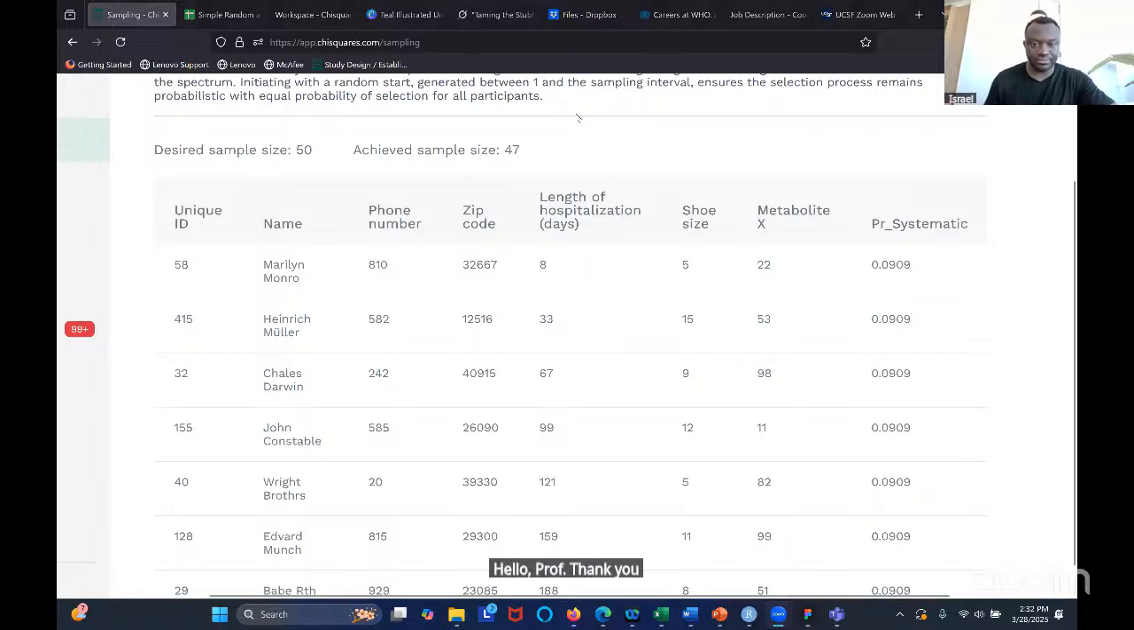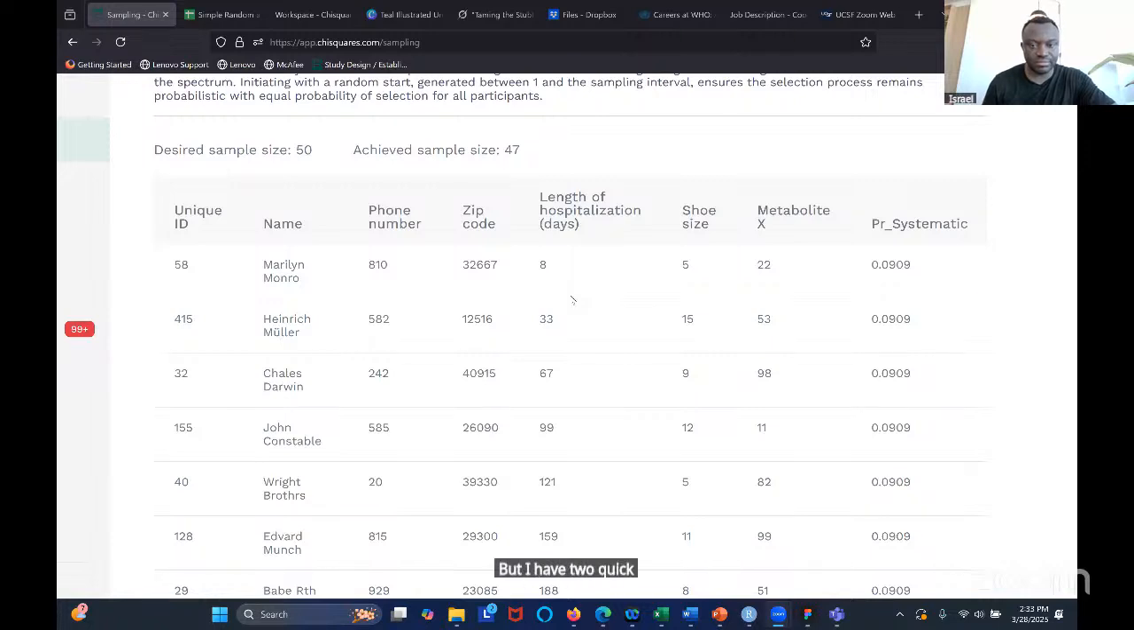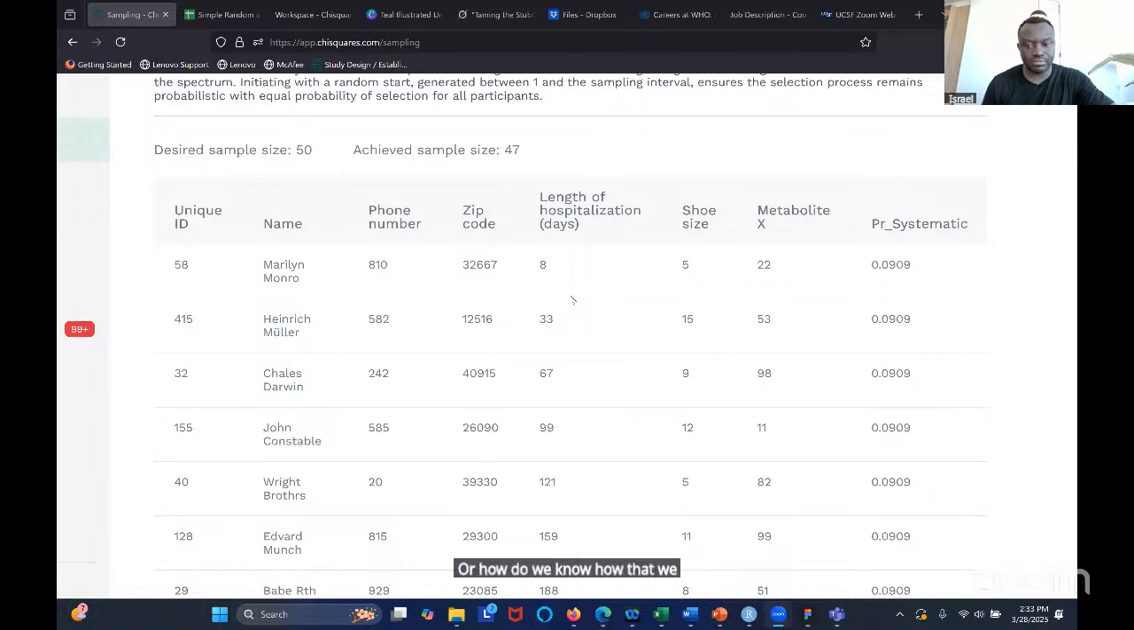Hello, Prof. Yes. Thank you so much for another wonderful session tonight. I really enjoyed it. But I have two quick questions, Prof. Now, before today, when we do systematic random sampling, I don't think we are aware or we apply this sorting of variable. So I don't know how you can address that for people who do it by hand without the software. Or how do we know that we are sorting, or how do we overcome that problem of sorting when doing it by hand?